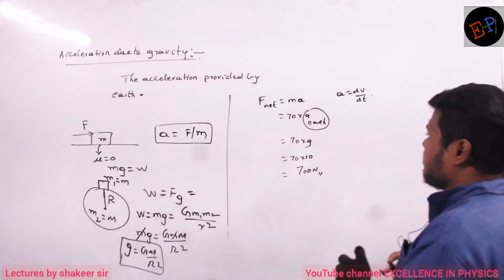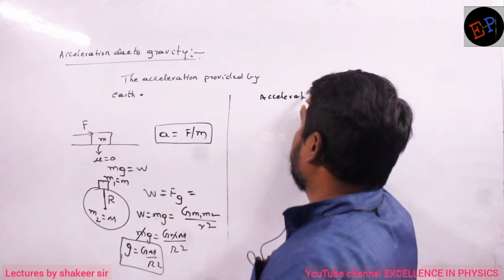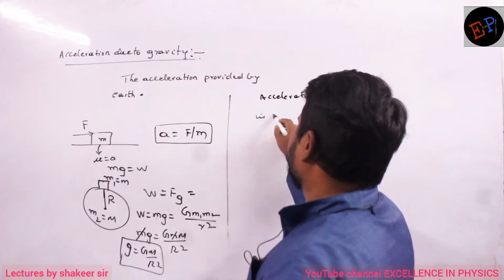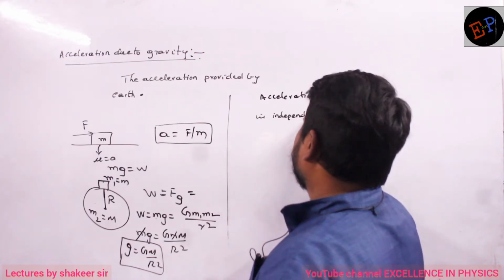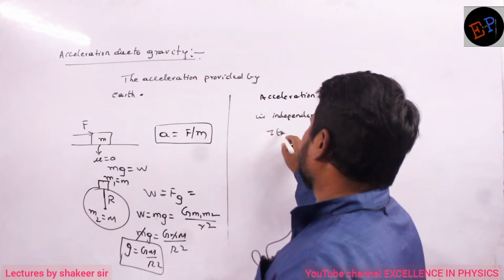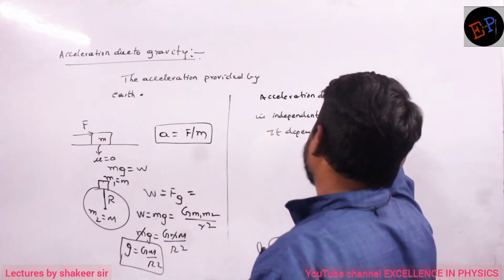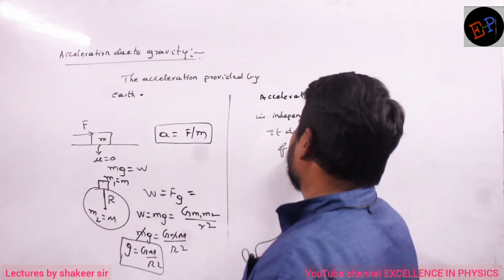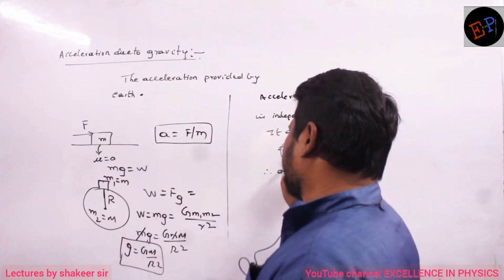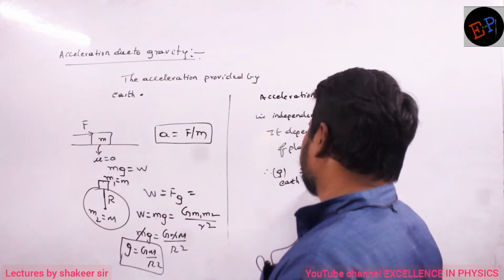That's it. So therefore, I write that acceleration due to gravity is independent of what? Mass of body. It depends on mass and radius of planet. Are you able to understand, ma? It depends on mass as well as radius of the planet itself. So therefore, if I want to calculate g value of Earth, then what is the equation we derived, ma? g is equal to GM divided by r square.